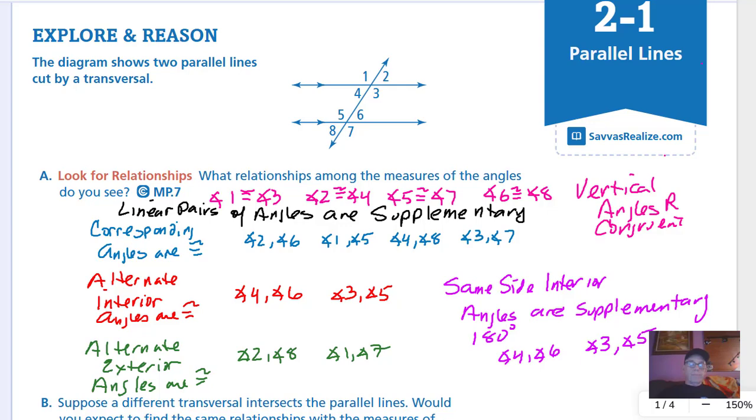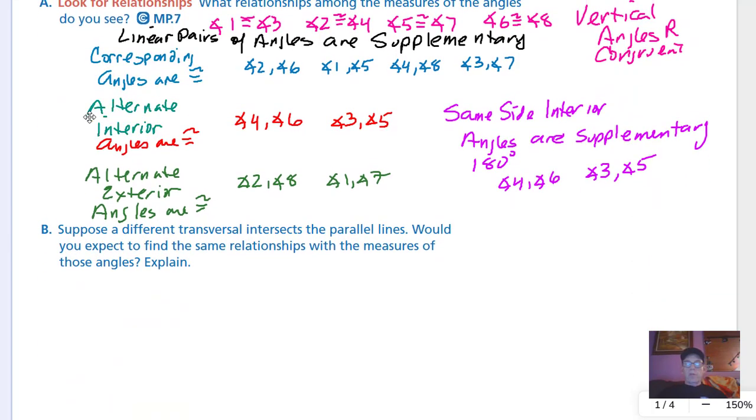Let's look at part B. Suppose a different transversal intersects parallel lines. Would you expect to find the same relationships? Yes, we do. Okay, so let's draw a couple of parallel lines. And let's draw a perpendicular, say, that goes this way now. So this angle and this angle are going to be congruent because these are alternate interior angles. This angle and this angle are going to be same side interior. These are going to have to add to 180 degrees and so on. So the answer is yes for this.